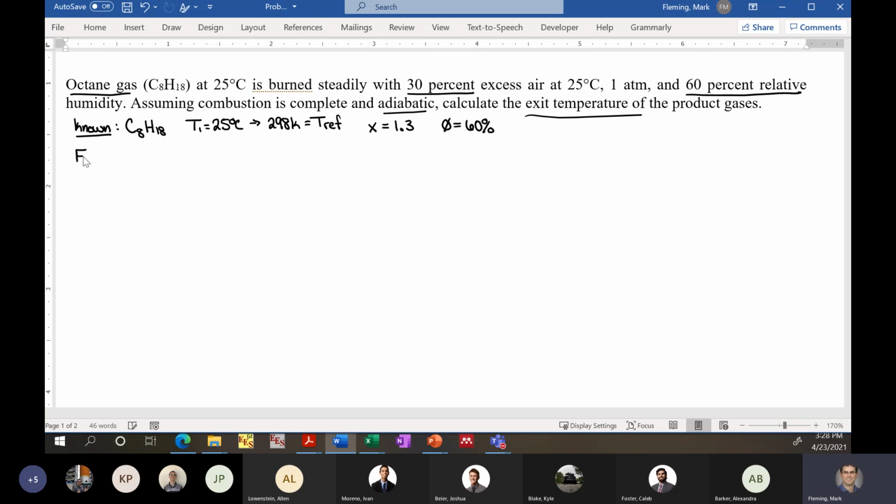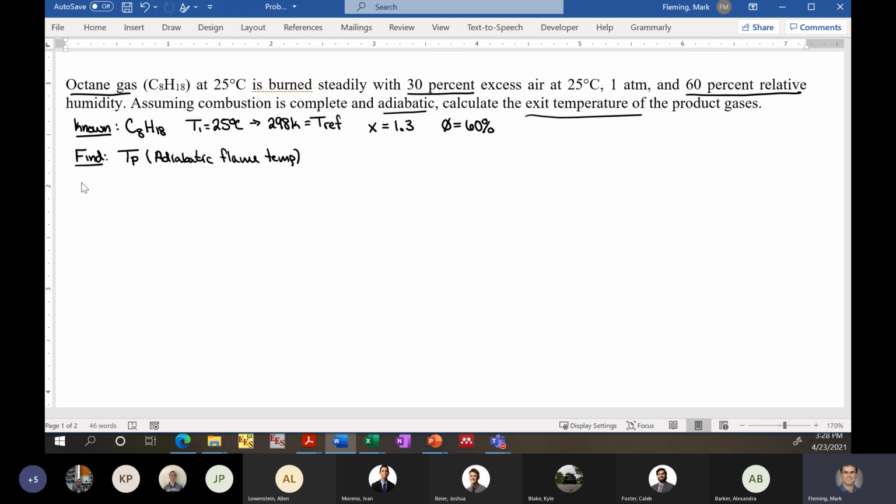And so let's go ahead and say now that we have what we know, we're going to be looking for the product temperature, and this is going to be the adiabatic flame temperature. I can spell adiabatic today. And so that is what we're going to be looking for.